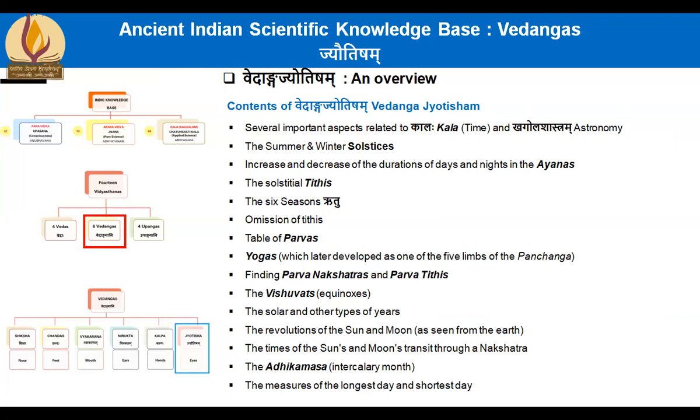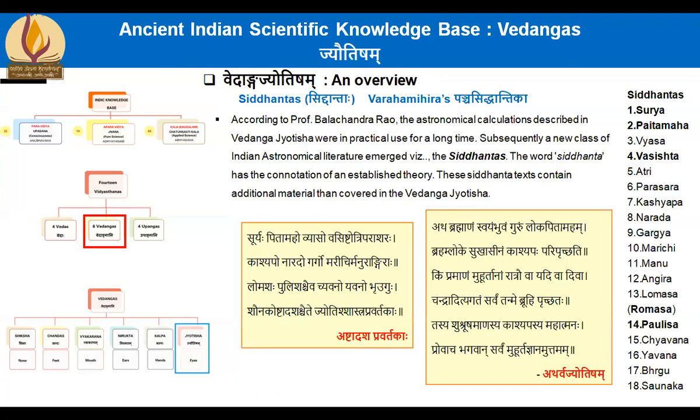That kind of excellent astronomic texts or systems we had. Then there are Siddhantas. What happened is that we lost some of the initial texts, and many people who came subsequently, who studied the astronomical literature, came up with different Siddhantas. Siddhanta means an established theory. Already somebody has given us something, and we are going to explain it in much more detail with additional material than what has been covered in Vedanga Jyotisha.